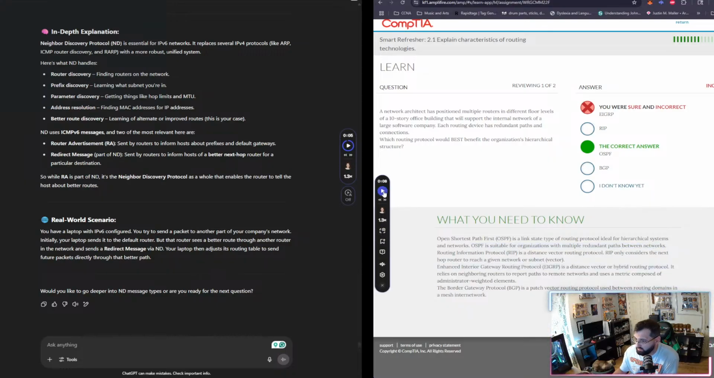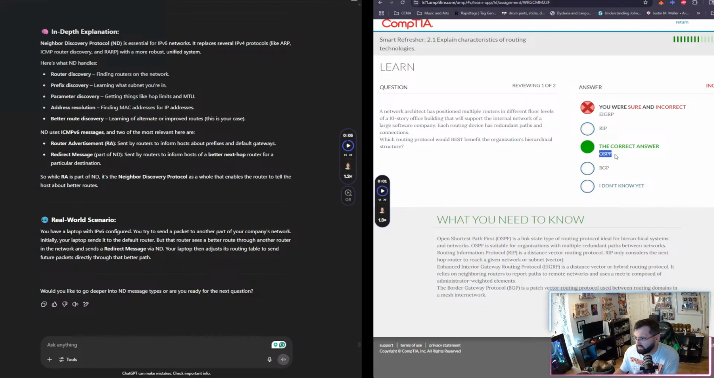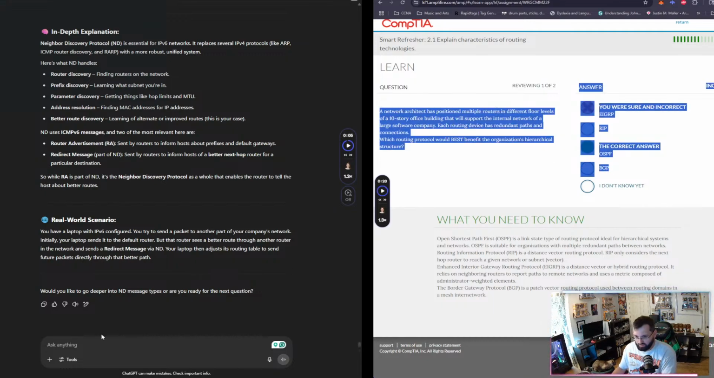Why is it not this one? Enhanced Interior Gateway Routing Protocol, EIGRP, is a distance vector, or hybrid routing protocol. It relies on neighboring routers to report paths to remote networks, and uses a metric composed of administrator-weighted elements. I do think that's not necessarily ideal for the scenario, and I'm sure that's why this is the correct answer, but I want a better reason.